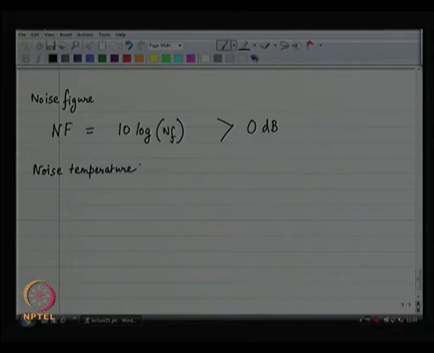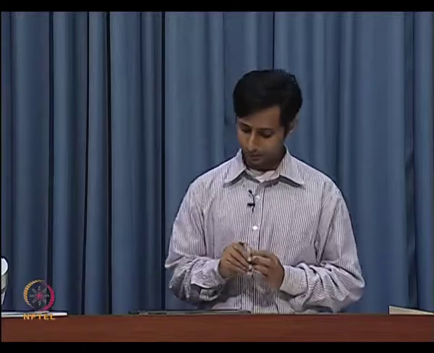The definition of noise temperature is like this. I have the noise of my source, and then I have a noisy system. Because I have a noisy system, what is the effective temperature of my source when I have a noiseless system that will give me the same result?